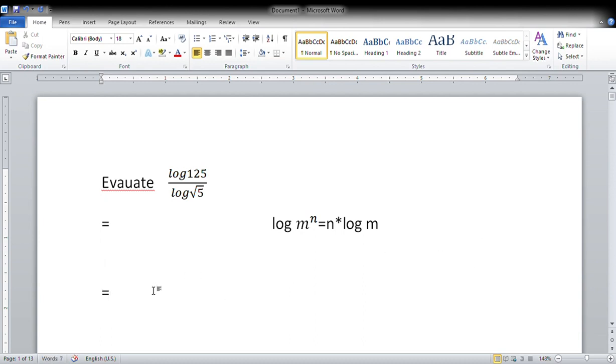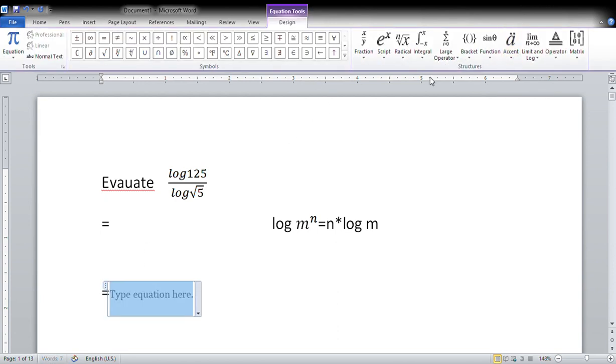So we can simply write 125 as 5 to the power 3, right? That means 5 into 5 is 25, into 5 is equal to 125. So if you multiply 5 three times, it comes to 125, right?